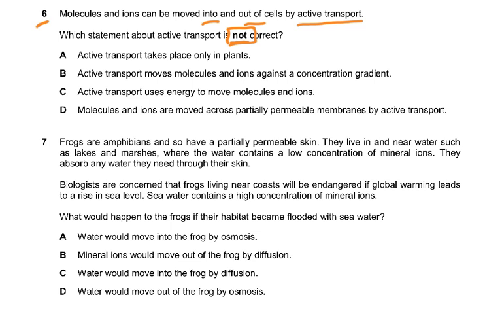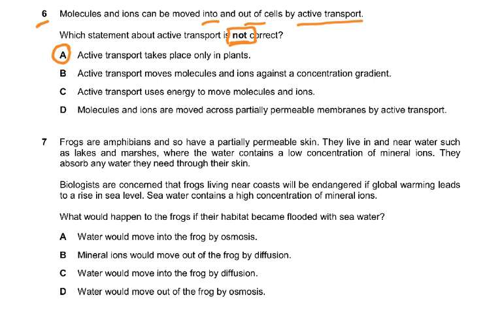It even takes place in bacteria. It even takes place in the red blood cells, which have no mitochondria, because they have some other way by which they can respire and make ATP. So the answer to 6 is A, but why? B is correct. Active transport moves molecules and ions against a concentration gradient. So you have to look at the 3 which were correct.